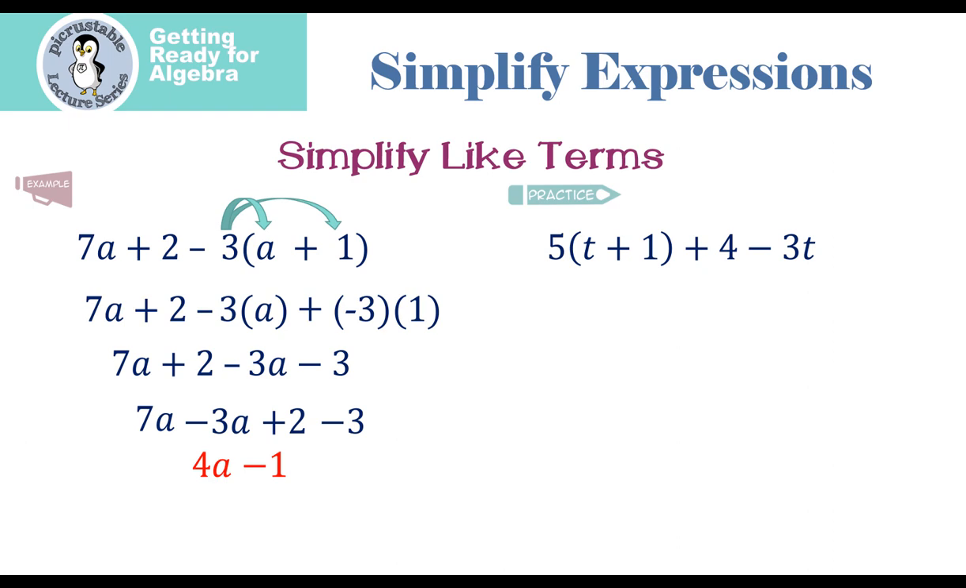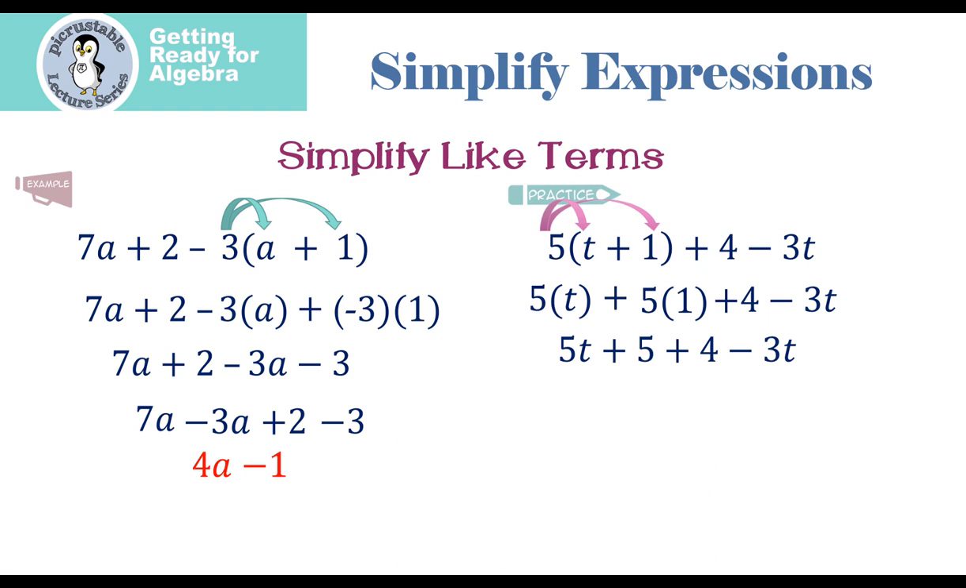Let's see how you did. In this one, we have the distributive property right away. So we need to take 5 times t and then 5 times 1. The rest of it just stays the same. We're not going to distribute to those terms because they're not in parentheses. 5 times t is 5t, 5 times 1 is 5, plus 4 minus 3t. Once again, we're going to put like terms next to each other. 5t minus 3t, 5 plus 4. 5t minus 3t is 2t. 5 plus 4 is 9. Great.